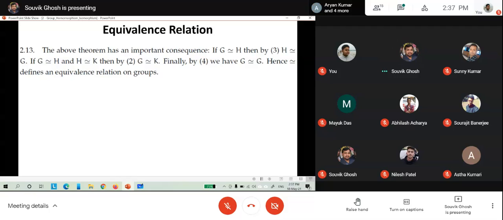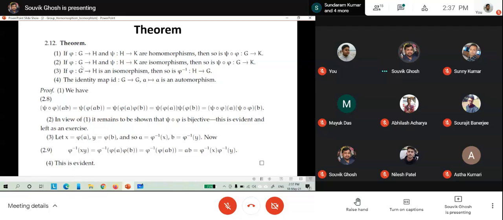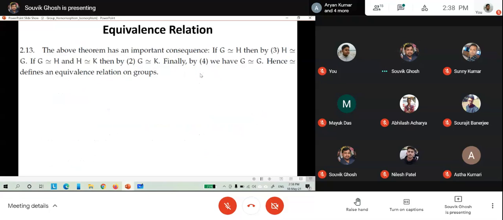From property 3 we can write that if we have two groups G and H and they are isomorphic to each other, then phi inverse says that there exists a function from H to G which is a homomorphism and also an isomorphism, that is H and G are isomorphic. So this is nothing but the symmetric property.